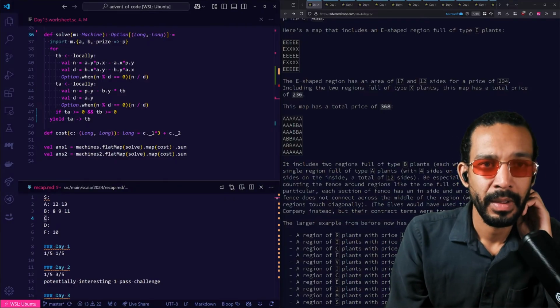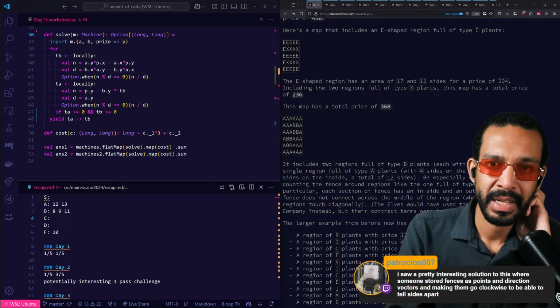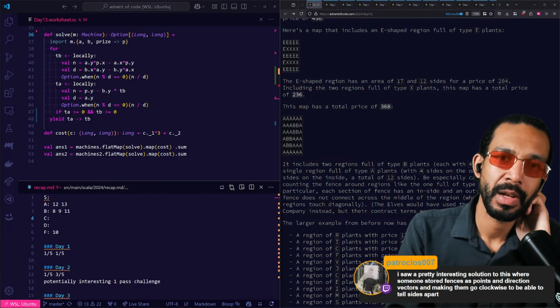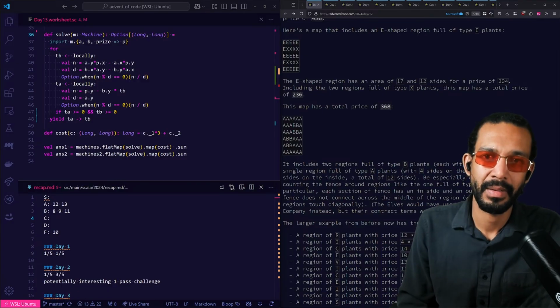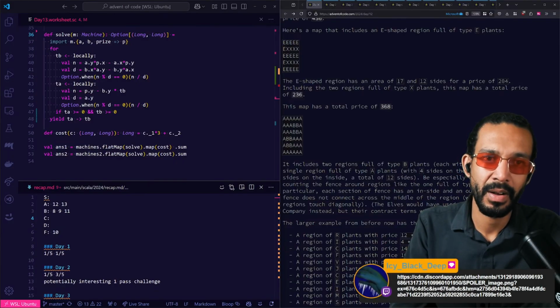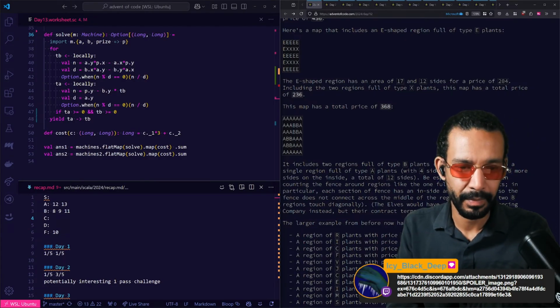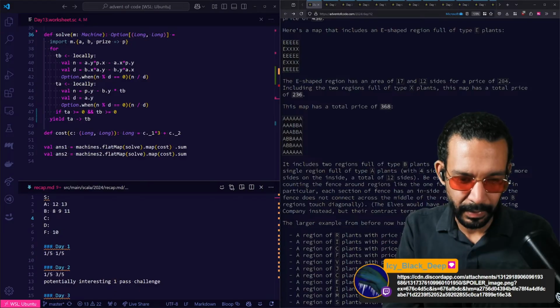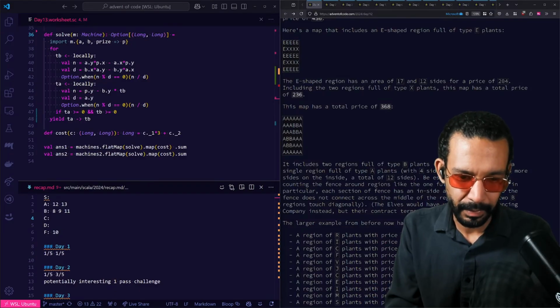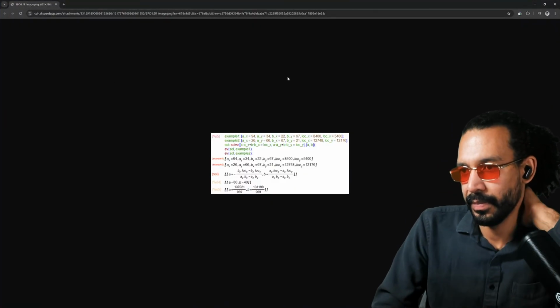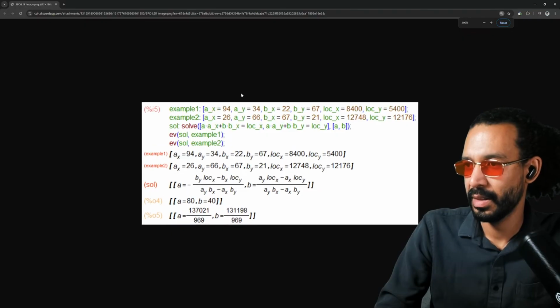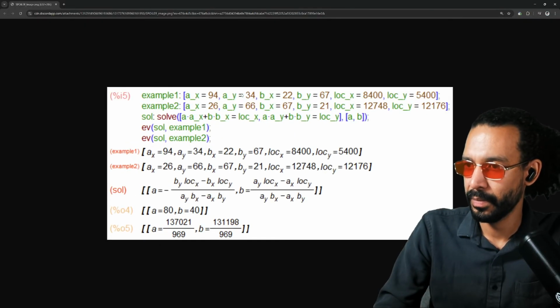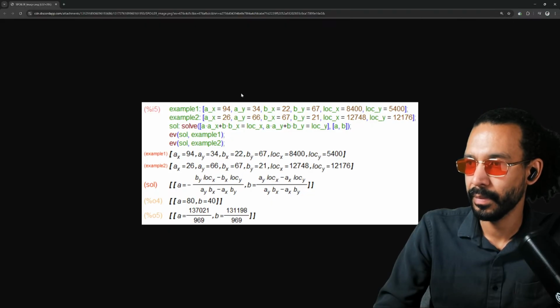Oh, for day 12, you saw an interesting solution where someone stored fences as points and direction vectors and made them go clockwise to be able to tell them apart. Yeah, that would be smart. Right, but you need to do some sort of translation on it. Let's see this link. Oh, right. Oh, is this a screenshot of the CAS, the computer algebra system? Nice, nice.